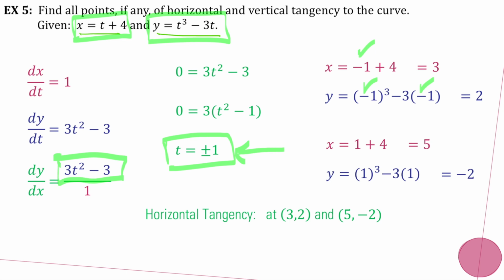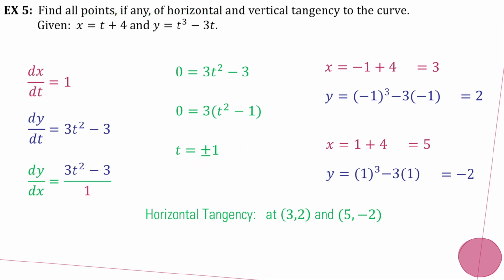It also asked us about vertical tangency. And vertical tangency is whenever the bottom is going to be 0, the bottom of the slope here. But that's just 1. It's never going to be 0. So we don't have any places where there's a point of vertical tangency.